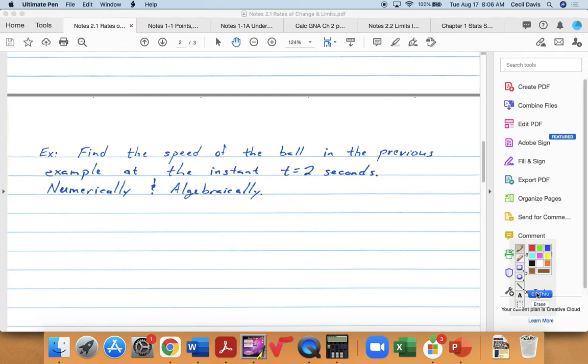So let's take a look at that. The instantaneous speed should be approximately equal to 16 times 2.1 squared minus 16 times 1.9 squared, over 2.1 minus 1.9.